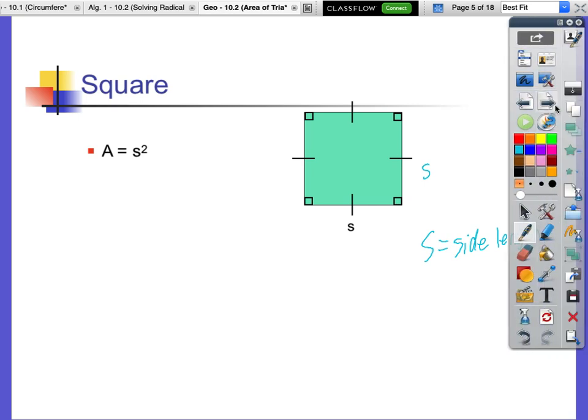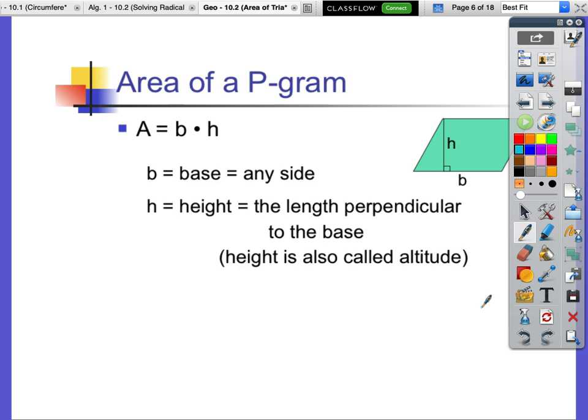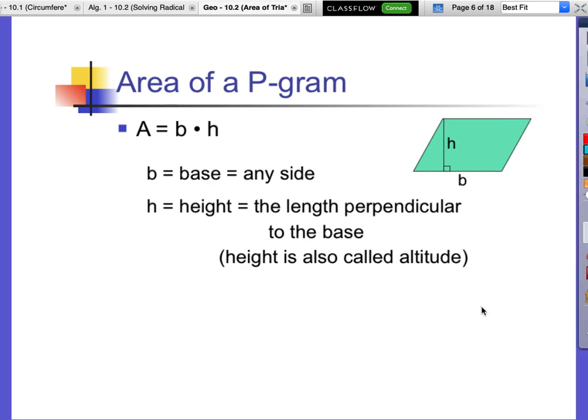Thank God. Area of a p-gram. It stands for parallelogram. This is real, okay? Area is equal to the base times the height. Base is just any side. Height is the length perpendicular to the base, because remember when we did the altitude of the triangle? It's always perpendicular. Use your discretion on what you write down. If you don't need to write down all of this, then don't. If you write down all of it, then write down all of it.